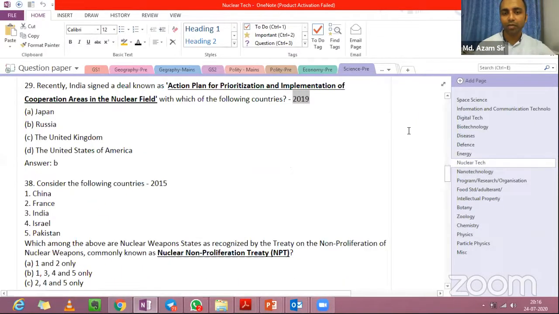Nuclear technology is a very controversial topic and a very, very important topic. This topic is important because nuclear is a good source of generation of electricity, and it is controversial because it is responsible for generation of bombs also. So questions have never come on the nuclear bomb. Always the questions have been coming on nuclear technology as a clean source of energy.